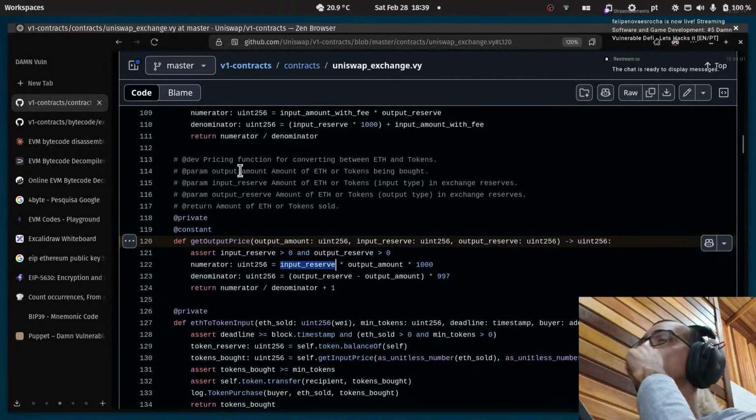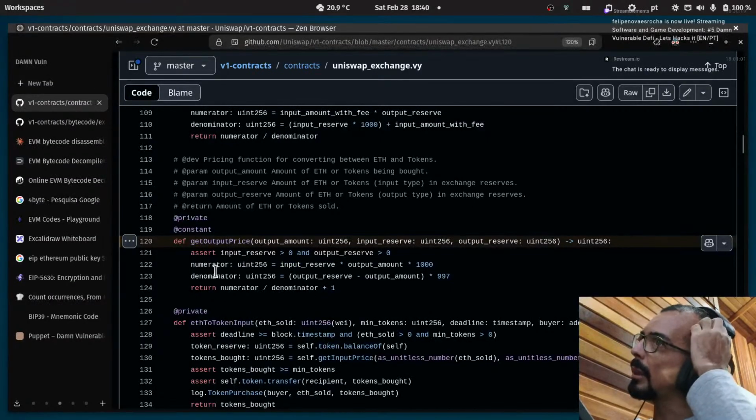So here, pricing function for converting between Ethereum and tokens. Output amount of Ethereum or tokens being bought. It's output amount. Input reserve amount in Ethereum or tokens. Input type in exchange reserves. Yeah, that's just a formula, right? Numerator, denominator, and dividing plus 1.